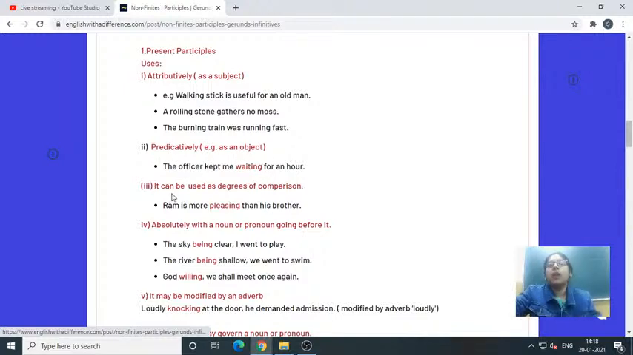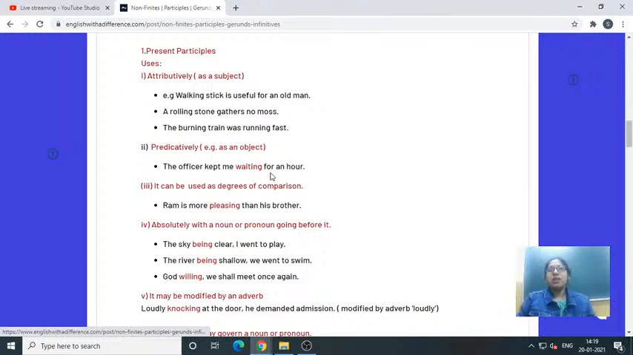So it is used as an object. Got it? Now the third one is, my dear children, all of you please focus on that. It can be used as degrees of comparison. When we are using the present participle we are knowing the uses. First of all, the present participle is used as a subject. Next, we learned the present participle can be used as an object, and now the third one is that it can be used as degrees of comparison.